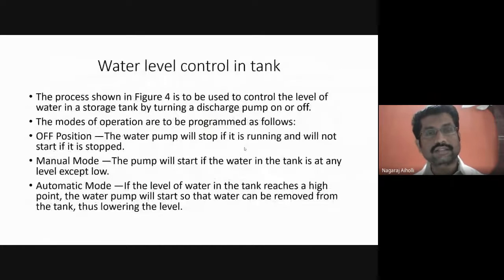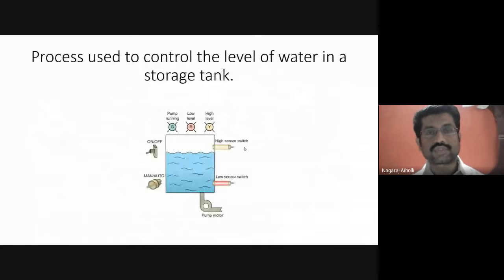Next is controlling the water level in the tank. First, let us try to analyze the process here. This is the process used to control the level of water in the storage tank. This is the water level in the tank. We have an on switch to turn on the process control and an off switch to turn off the process control. Then there is a manual or automatic switch, for controlling manually after turning on and off, or for turning off manually, or automatically turning on and automatically turning off.